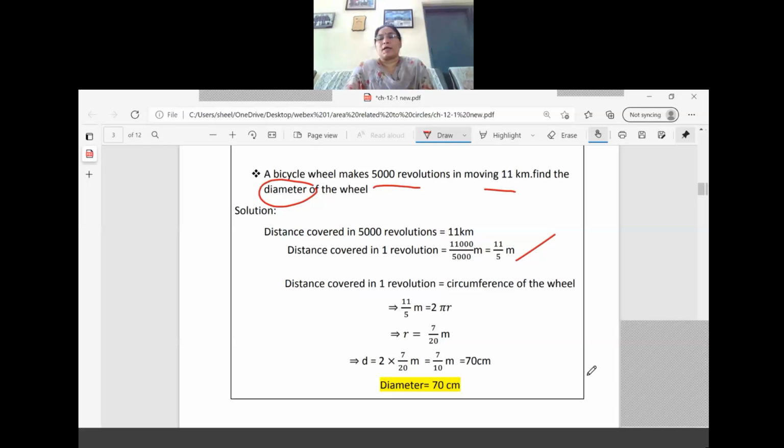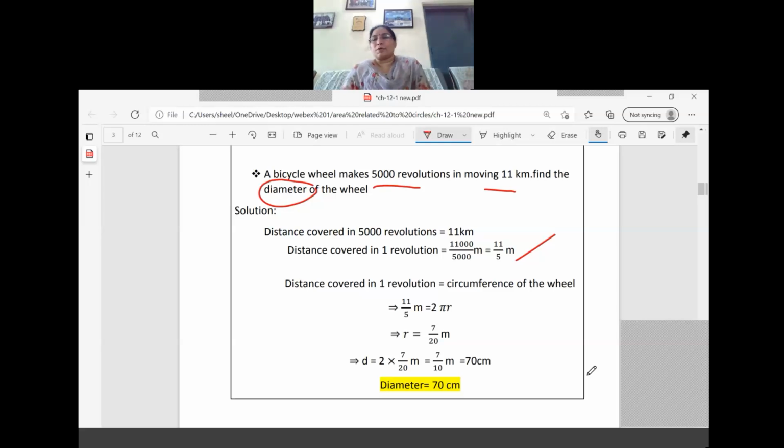So which is the unknown value for us? R only, because pi we can use as 22 by 7, and we can calculate r as 7 by 20. If nothing is mentioned in the question, then we can use pi as 22 by 7. So finally, what is asked? Diameter. As usual, diameter equals what is the formula? 2r. So 2 into 7 by 20, it is equal to 7 by 10 meter.